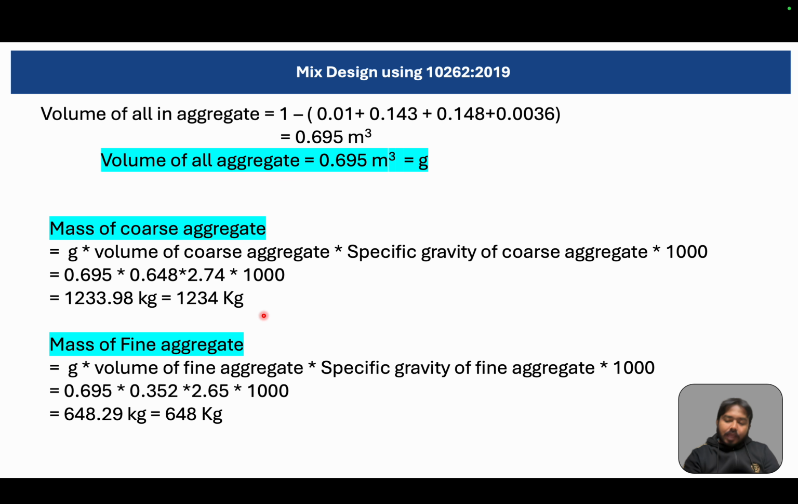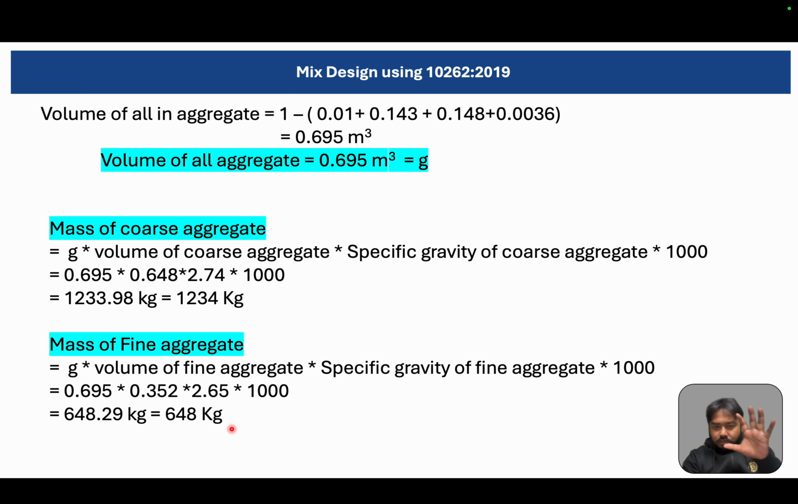Similarly, I need to calculate the mass of fine aggregate. So the mass of fine aggregate, the same formula: G into volume of fine aggregate into specific gravity of fine aggregate into 1000. So the G value is none other than 0.695. Same as step 5, I got the coarse aggregate as well as the volume of fine aggregate. I have taken the fine aggregate volume 0.352 into specific gravity 2.65 into 1000. So I am getting nearly about 648 kg. So both coarse aggregate as well as fine aggregate I have identified from this mix design.